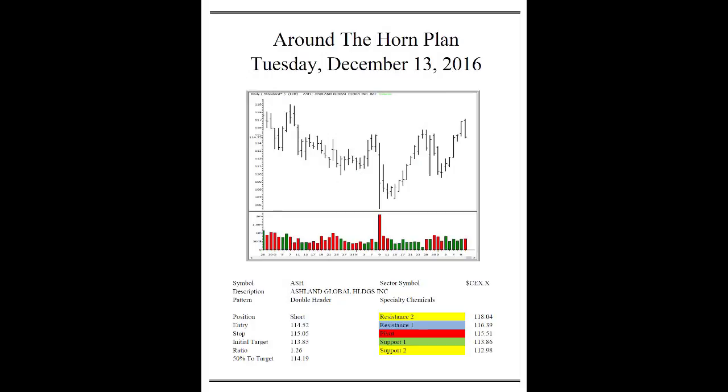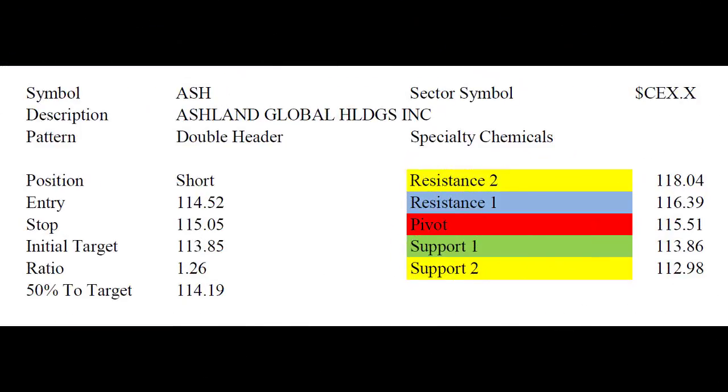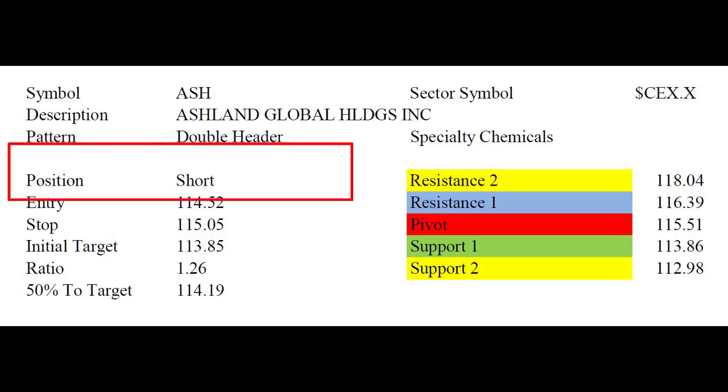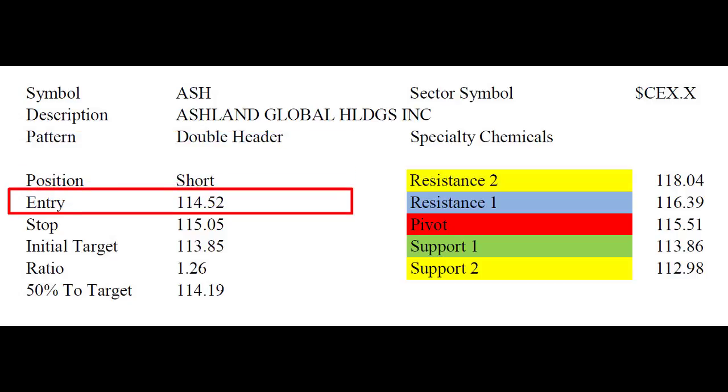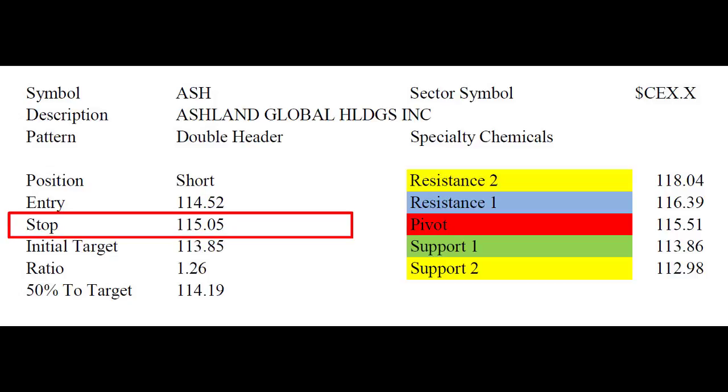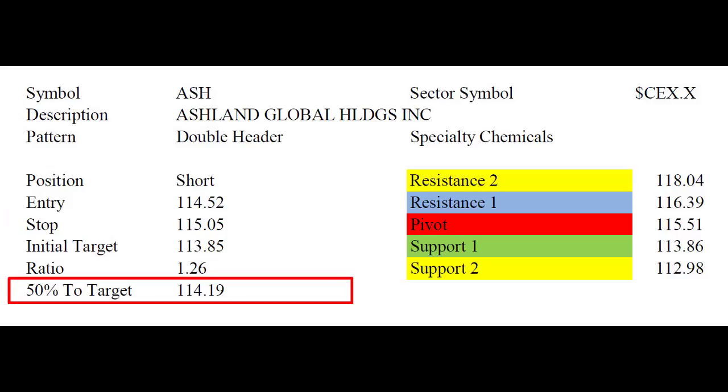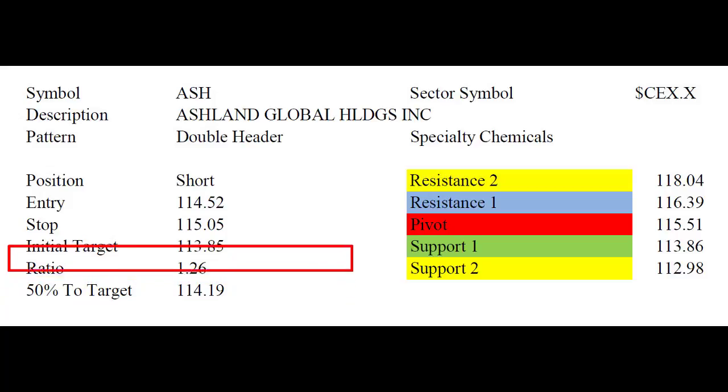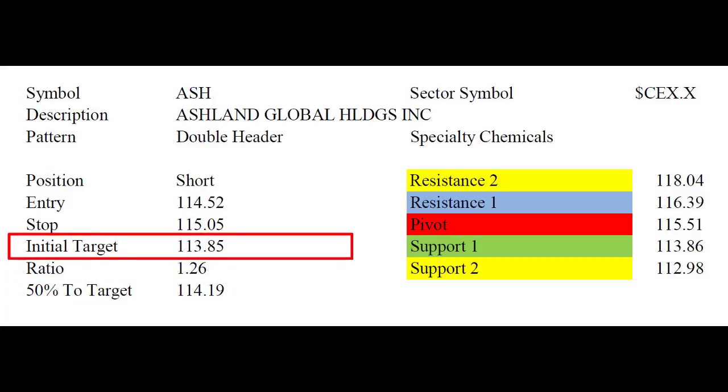So here's Ashland. We can see on the plan ASH, double header short side setup. 114.52 is the short sale entry trigger. 115.05 is the protective stop loss on the trade. 114.19 is 50% of the distance to the target, and 113.85 is the target.